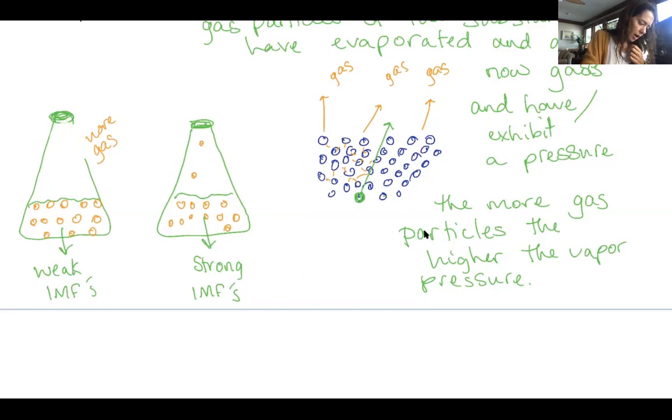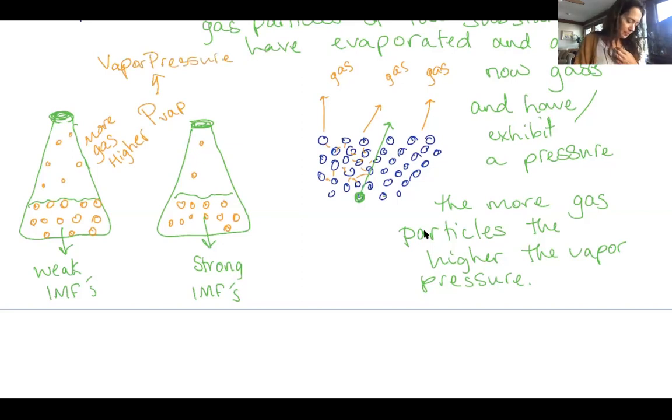Where I have the stronger IMFs, it's harder to leave. With weaker IMFs, I'm going to have a lot of gas particles. I'm going to have more gas, a higher PVAP, which stands for vapor pressure, the pressure of the vapor. And here I have less gas, so I have a lower PVAP, as in vapor pressure.